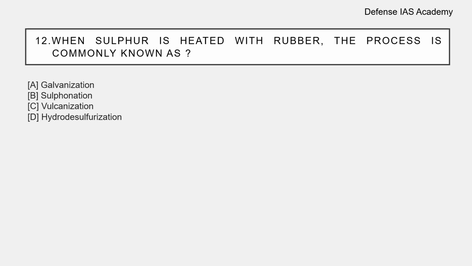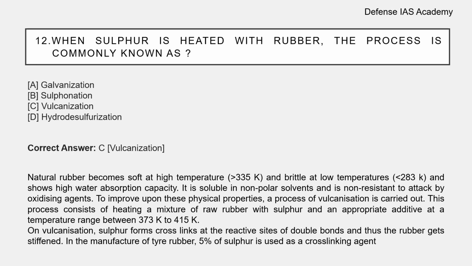The options are option A galvanization, option B sulfonation, option C vulcanization, option D hydrodesulfurization. Correct answer is option C vulcanization. Natural rubber is soft at high temperatures, meaning temperatures greater than 335 K, and it is brittle, breakable at low temperatures, meaning temperatures less than 285 K, and it shows a very high water absorption capacity.